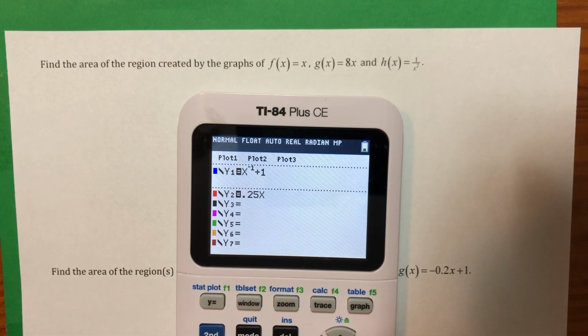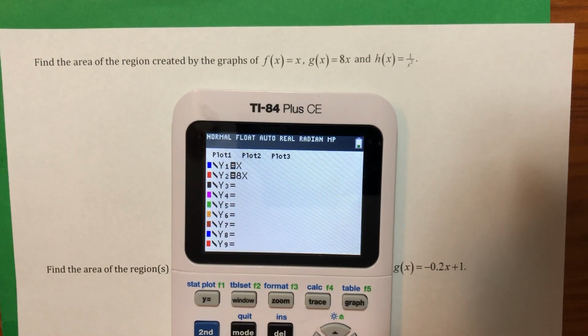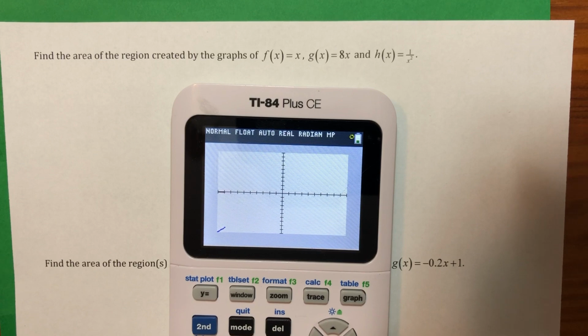Let's find out. Let's just start typing. So x, 8x, delete that stuff, and then 1 over x squared. And we're going to just graph them and see what happens. So zoom, standard window, just to kind of get a feel for what's going on here. And then we'll see where we need to zoom.